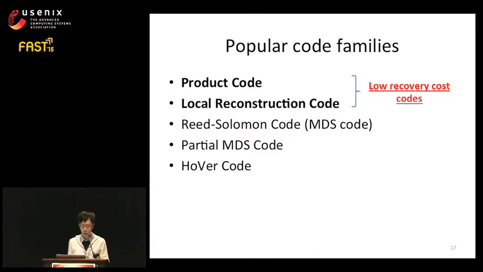Here are the popular erasure code families that have been either adopted in production systems or actively being researched. In this work, we apply our adaptive coding to the product codes and LRCs. Both have a very low recovery cost. I will be mainly using the product code, for example.